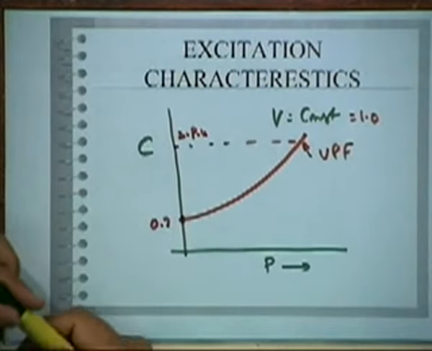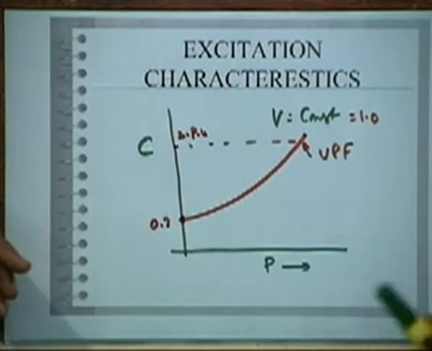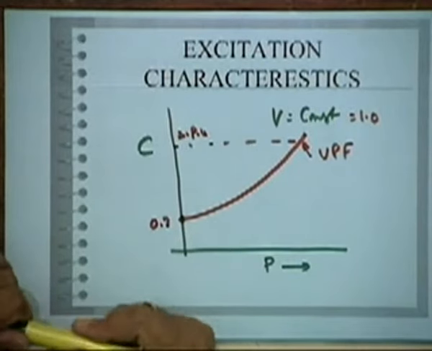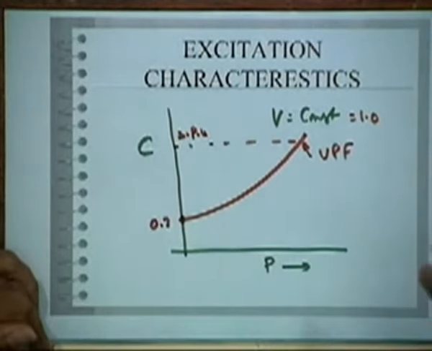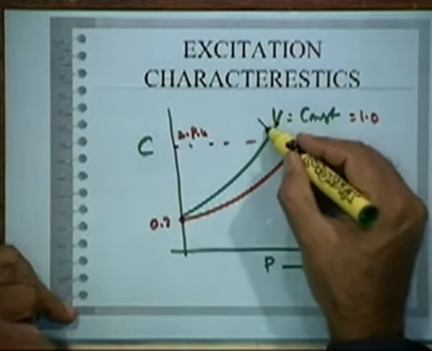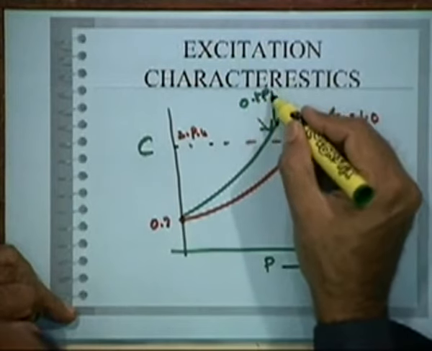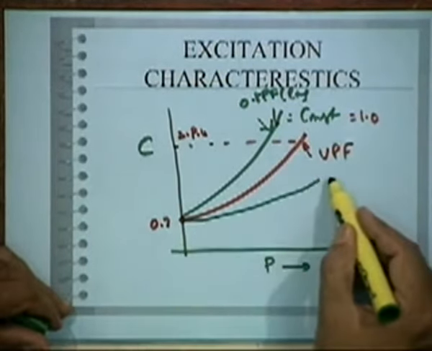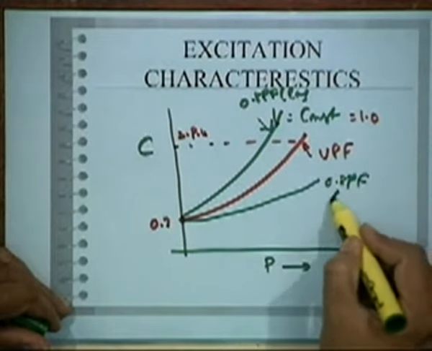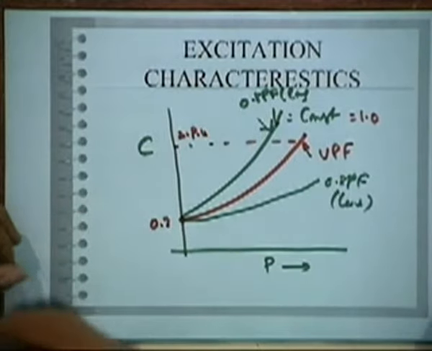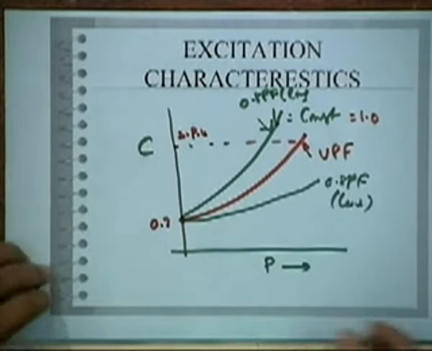If the connected load is lagging, your capacitance requirement will be more, because it has to compensate also for the lagging VAR of the load. Therefore, this will be maybe 0.8 power factor lag. Because if it is leading, it may be like that. So this you can explain qualitatively, that this will be the excitation characteristics. Okay.